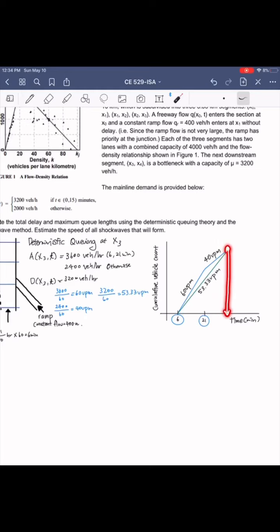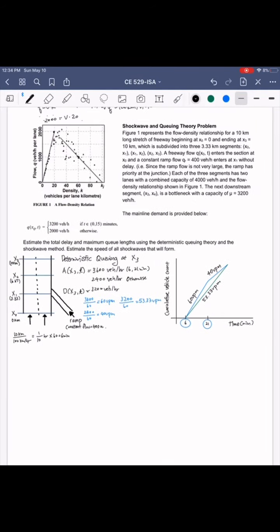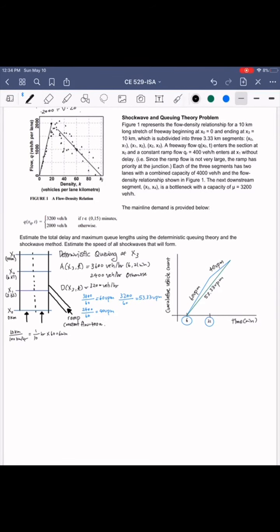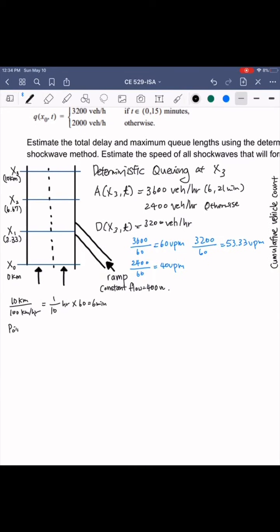And now we want to find where this point is. This is the point called the point of dissipation, where the queue ends. In order to find this, we can set the equations of the curves equal to each other and find the time. So let me write down the point of dissipation. So arrival rate equal to departure rate. So arrival rate is first, it starts at 60 vehicles per minute.